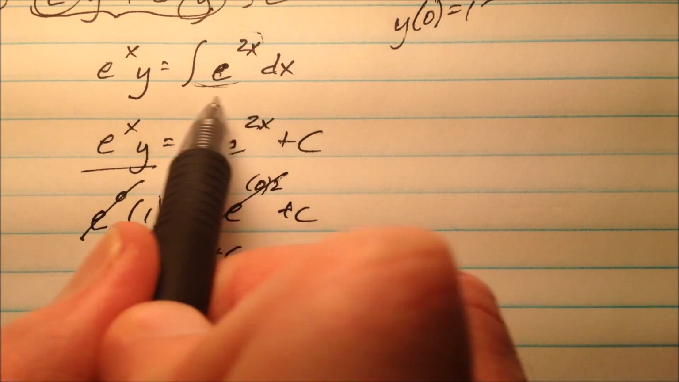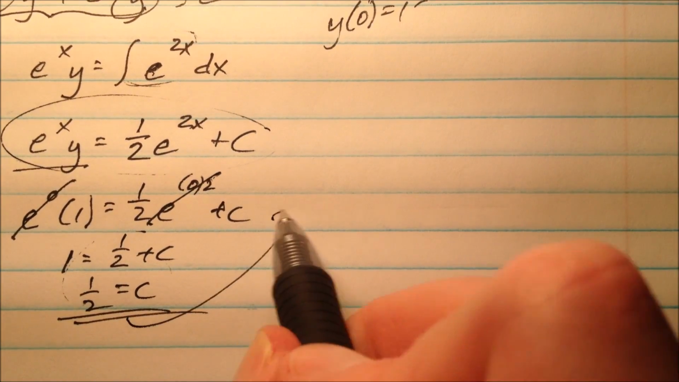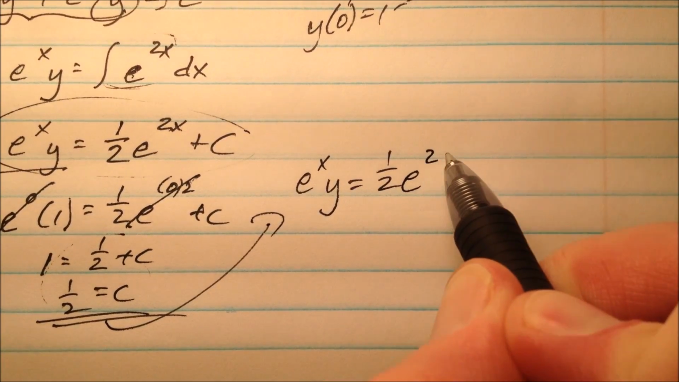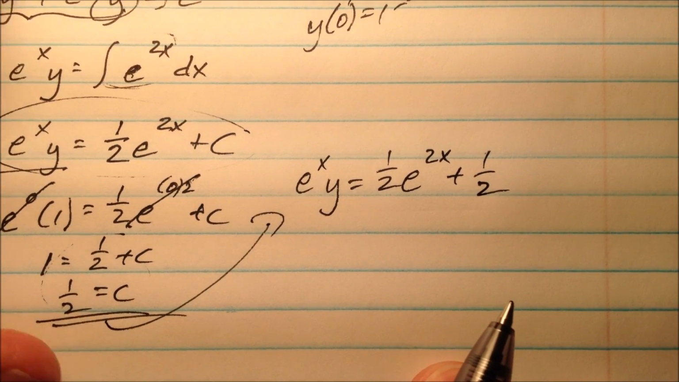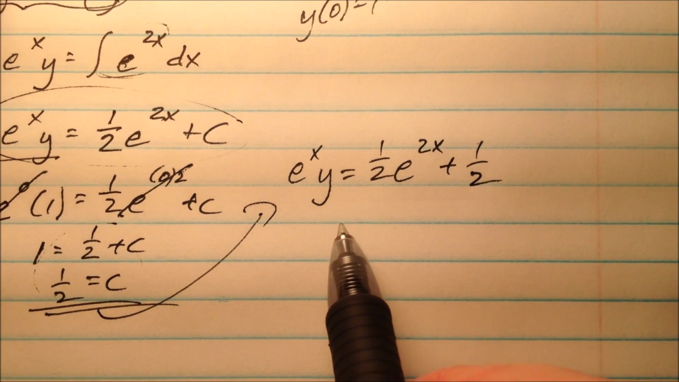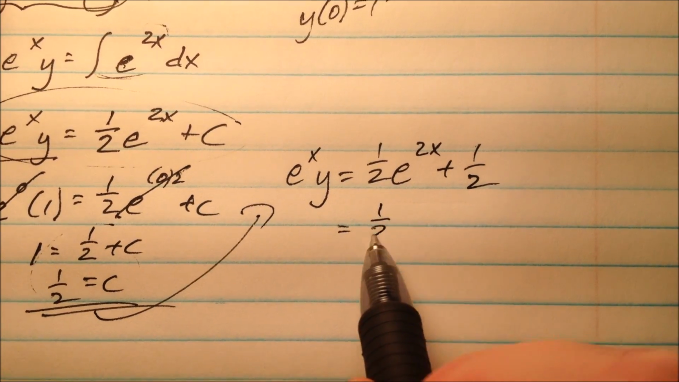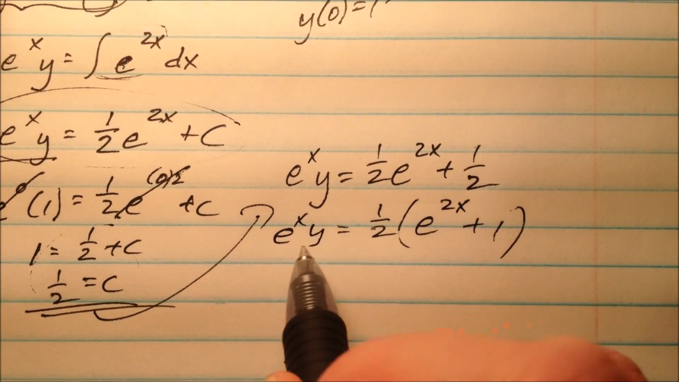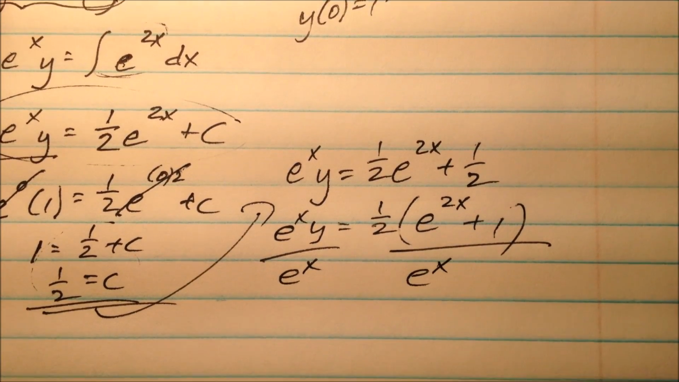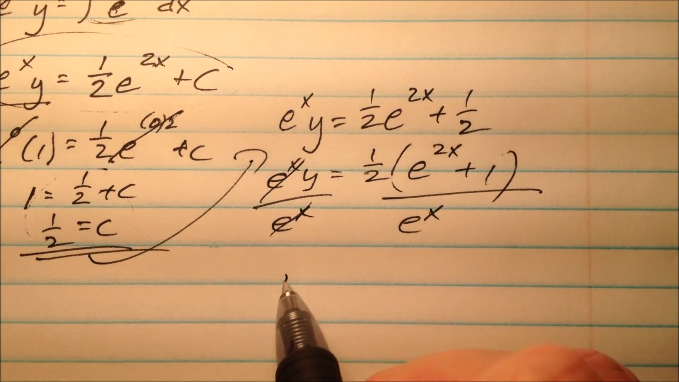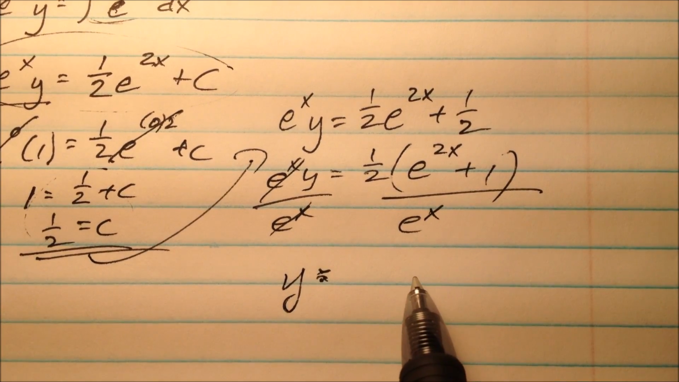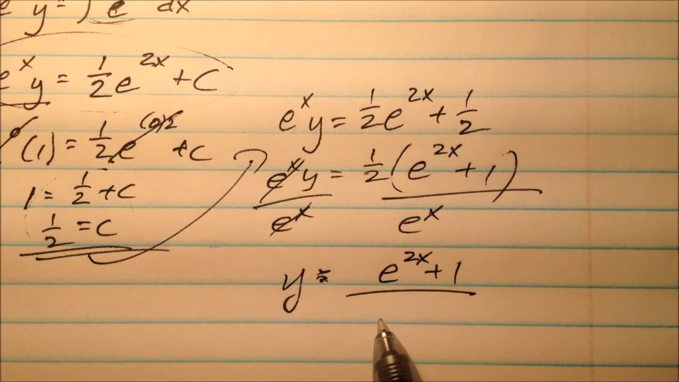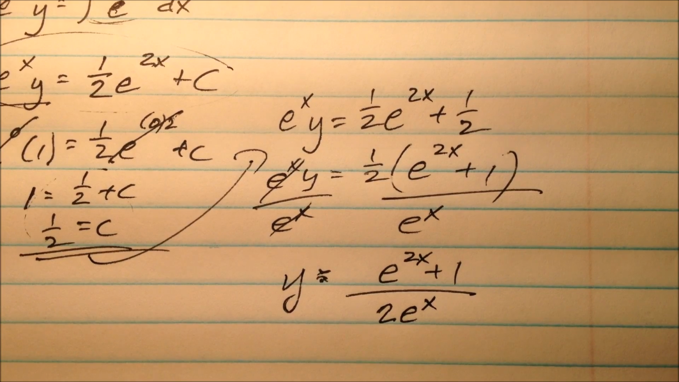Then I'm going to plug it back in, I could plug it back into here. So let's just bring it up here. e to the x y equals 1/2 e to the 2x plus 1/2. So there's a few ways we could go right now. On that side, we could factor out a 1/2, maybe say e to the 2x plus 1. Then we can divide both sides by e to the x. So y equals, so this could be written lots of different ways. We could say e to the 2x plus 1 all over 2 e to the x.